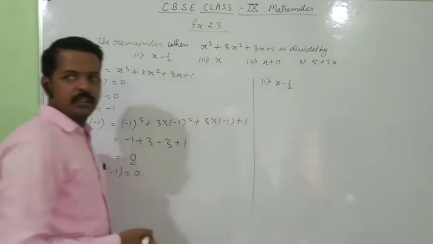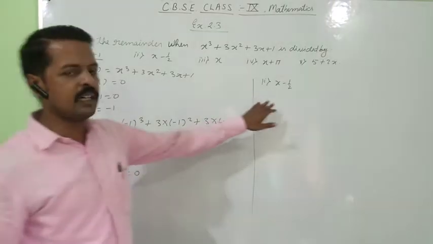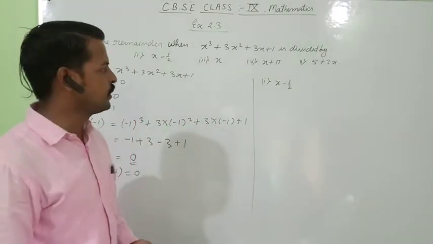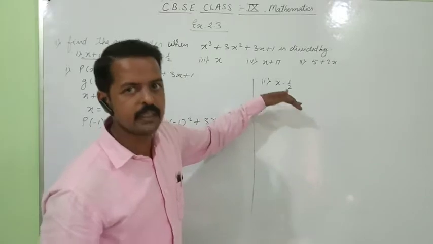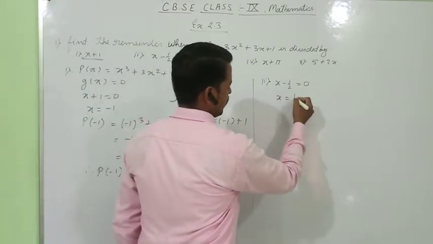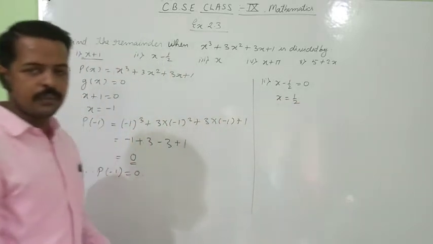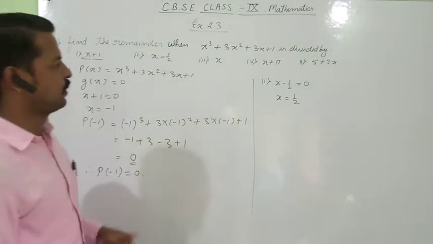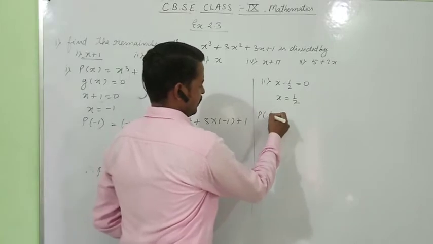Now see the second question, which is x minus half. So what was the first step I told you? We will take x minus half equal to 0. For it, what will we do? We will take the given divisor equal to 0 and find the value of x. That is x will be 1 by 2.